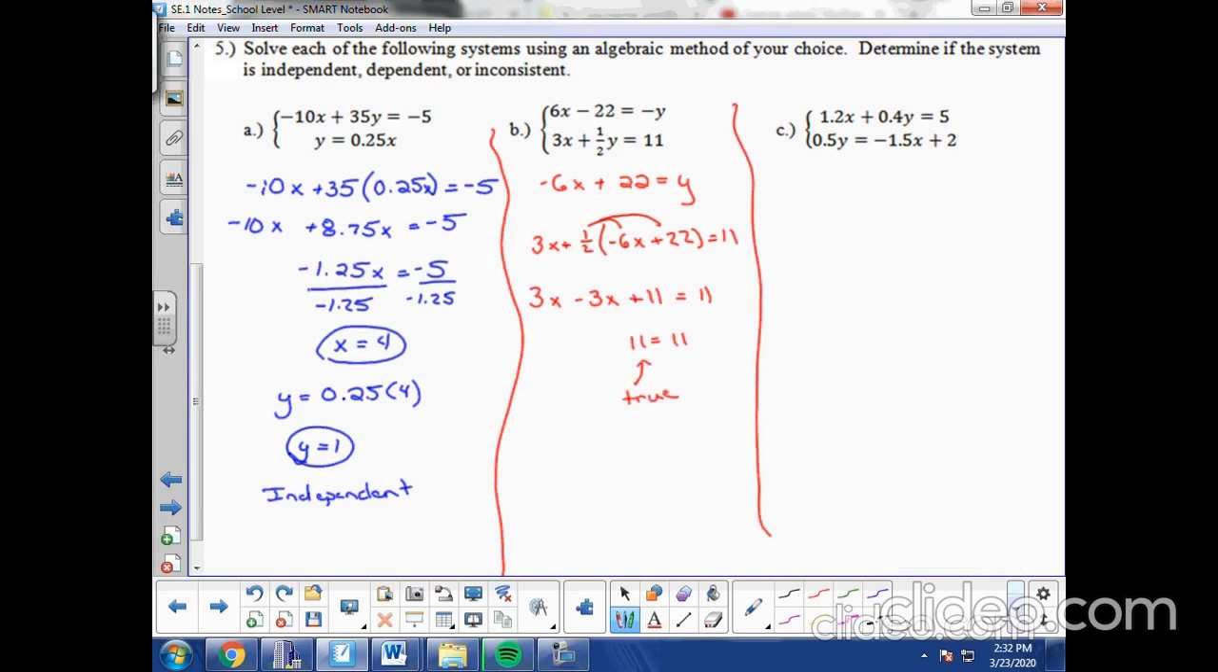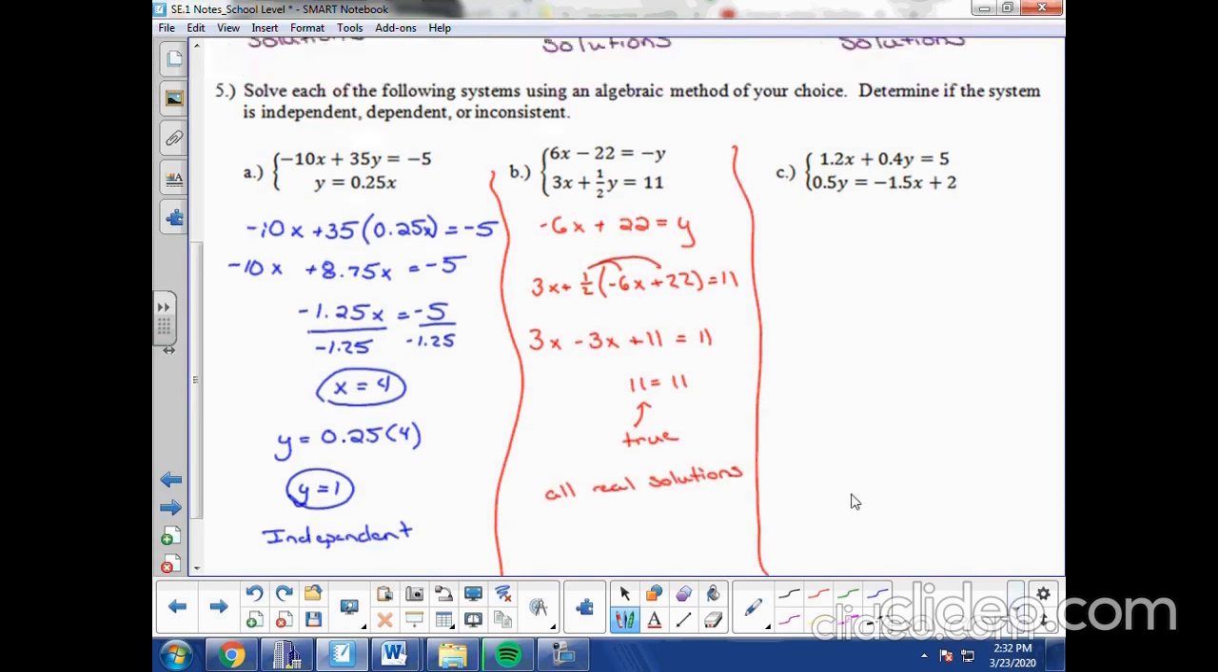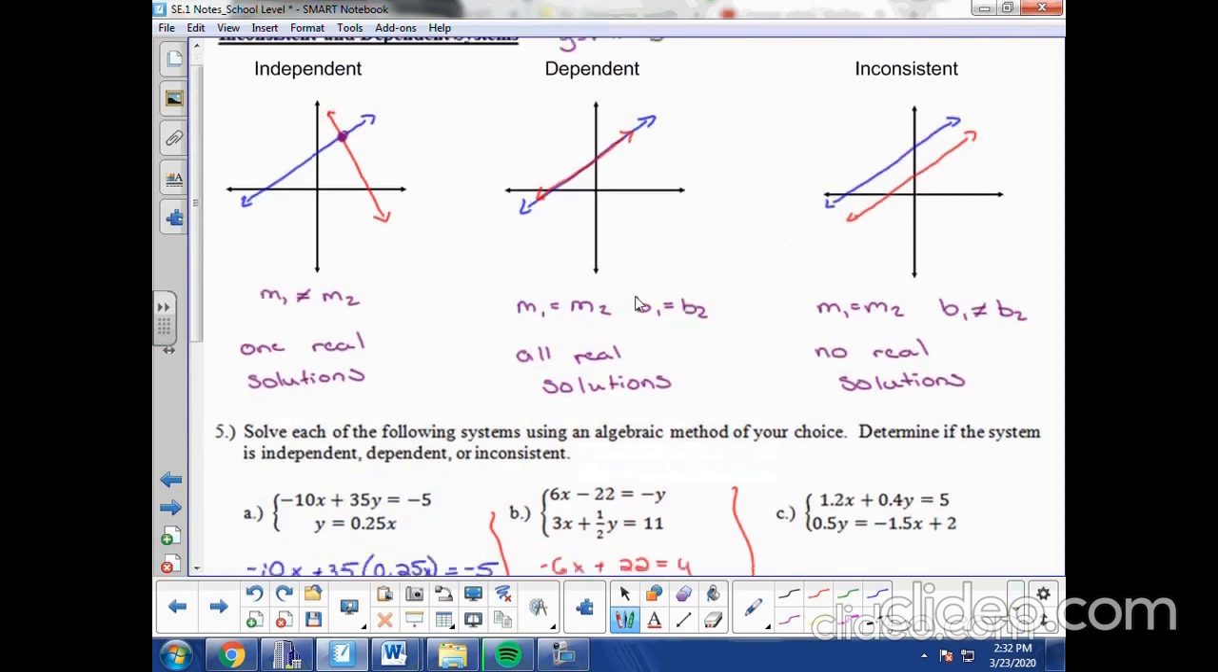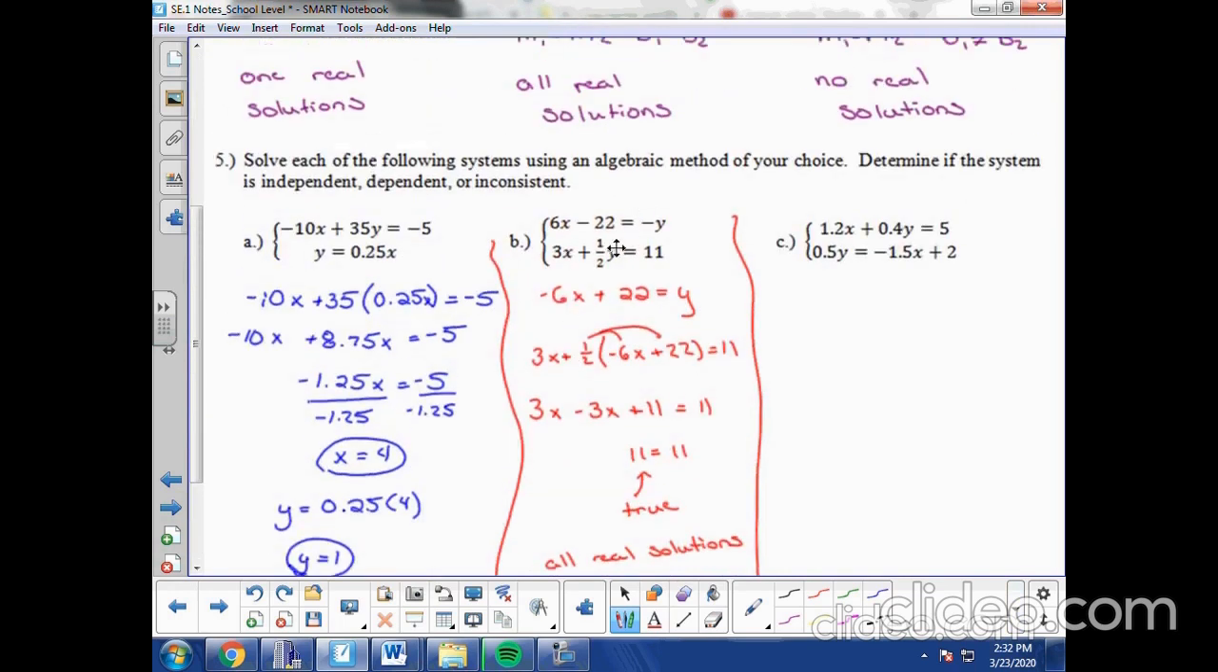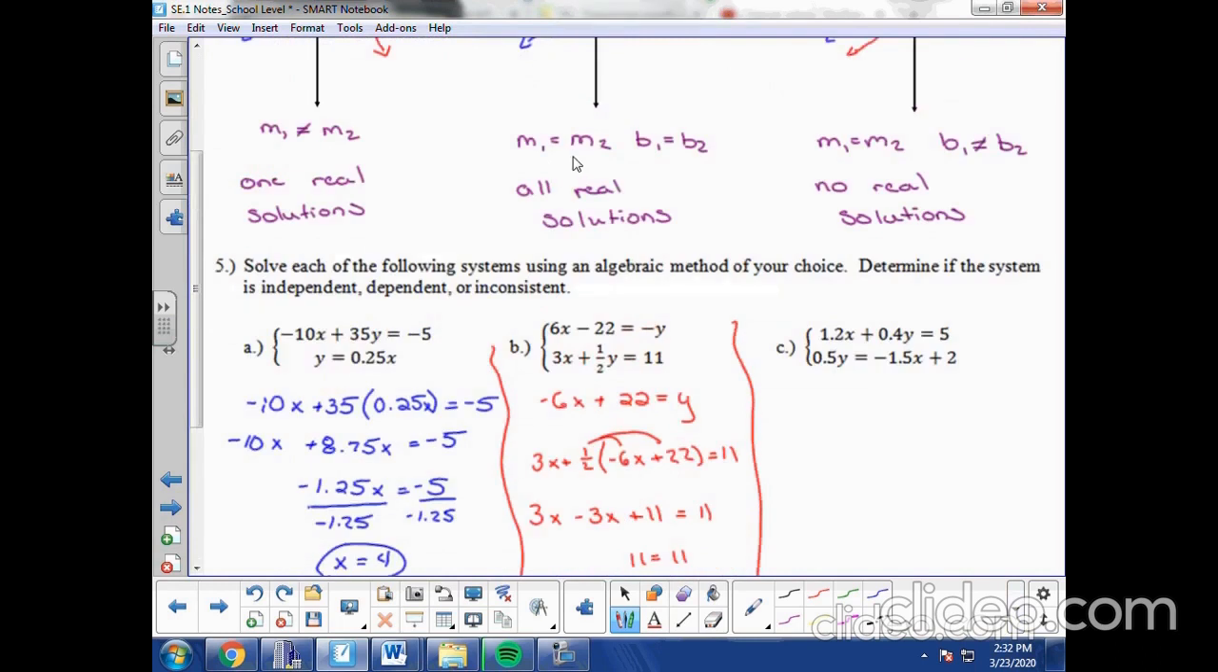Well, when you get into a solution process and you go through the steps algebraically and it's done correctly and you get a true statement, this means that all real solutions would be true. So we didn't actually have to find what x and y were, but they're going to be all real numbers. This would match up with the second option. This would be a dependent example algebraically. So when you come up with all real solutions, this is dependent. Another way that we could look at this is if we simplify this to rewrite for y, we would notice that they would have the same slope and the same y-intercept.